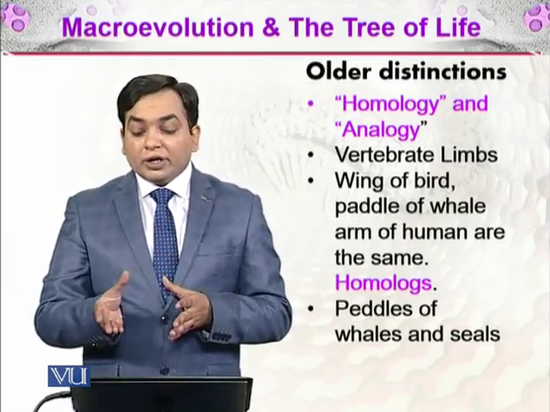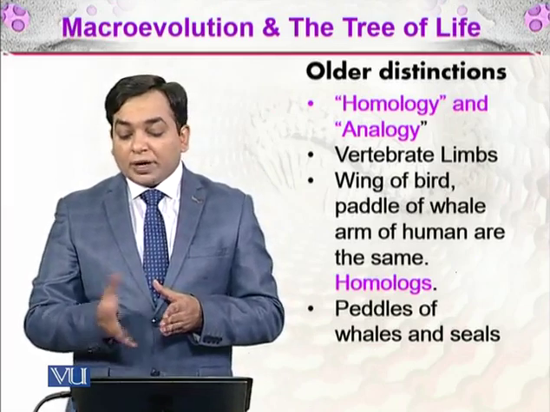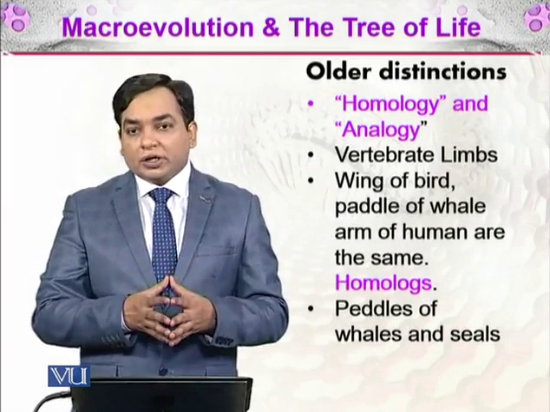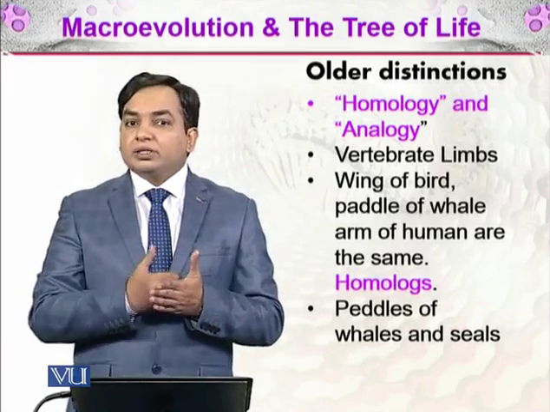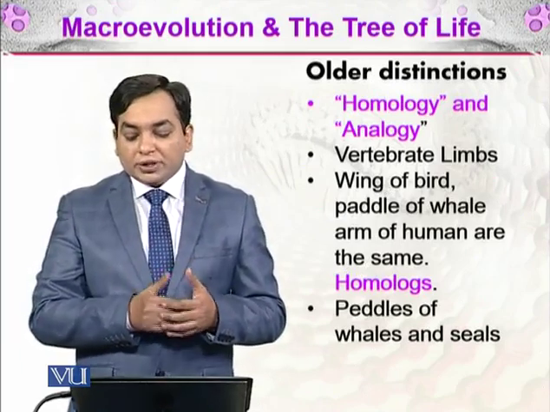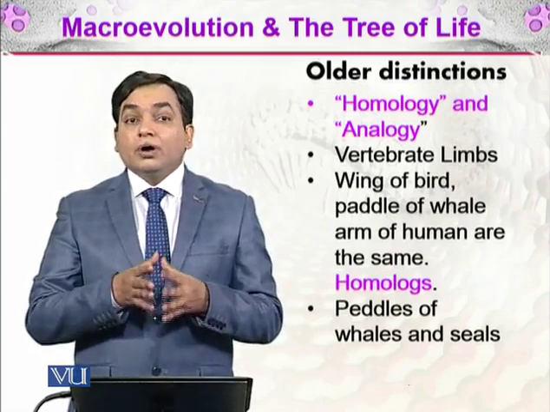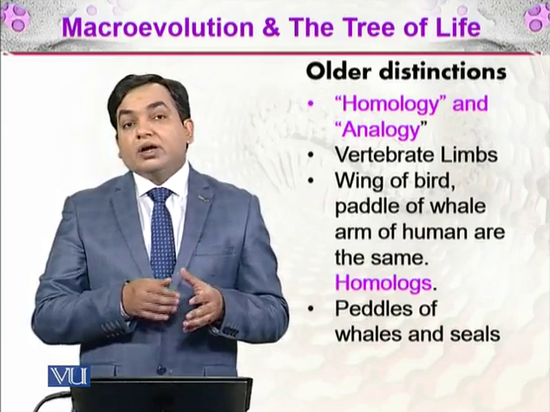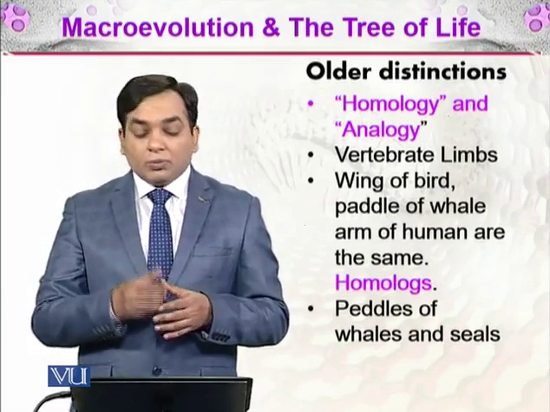So, vertebrate limbs, the wing of a bird, the paddle of a whale, and the arm of a human, are all homologous. They are similar in structure. But the paddles of a whale and a seal, although they are doing the same thing, helping in swimming, are analogs. They are not homologs.